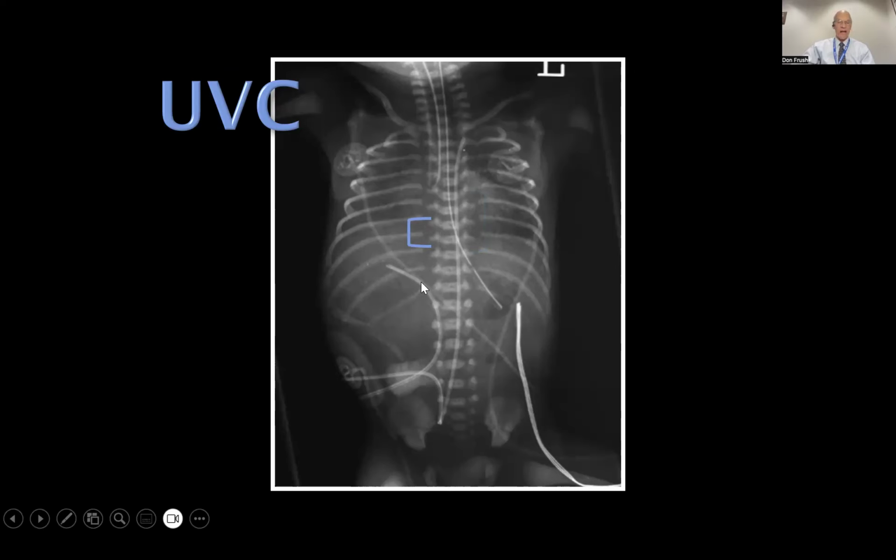If you remember your anatomy, the umbilical vein is an anterior structure in the abdomen, comes into the left portal vein, crosses through the ductus venosus to the left hepatic vein, and goes into the right atrium. Now that's a fetal structure that ends up closing hours to days after birth. But this line, which is through the umbilical vein, here's the umbilicus, is in the liver, and this is malposition. That is not a good position.